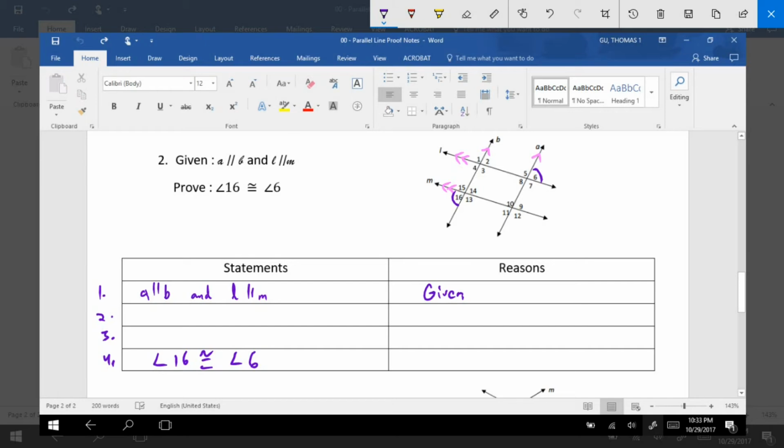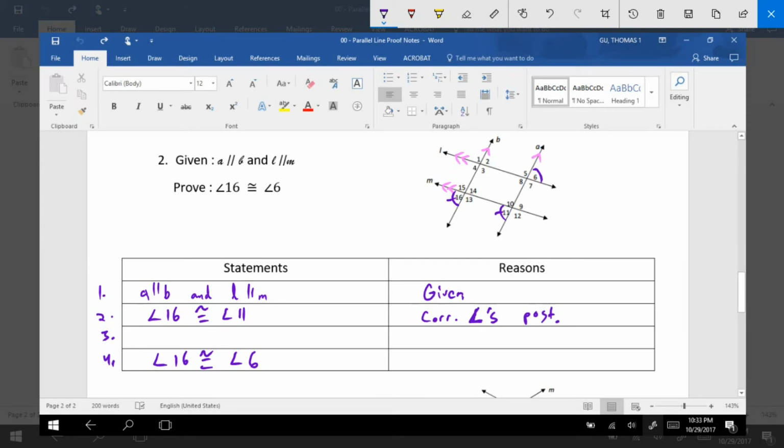So let's take a look and see if 16 is congruent to anything else on here. 16 is congruent to 11. Boom. So let's write that. Angle 16 is congruent to angle 11. And how do we get that? That is once again the corresponding angles postulate. This is not an L, that's an angle, okay? That's an angle. Corresponding angles postulate. There we go. All right.